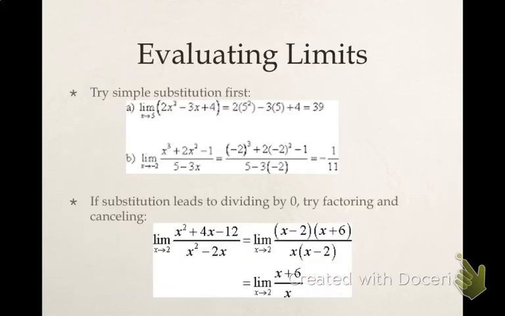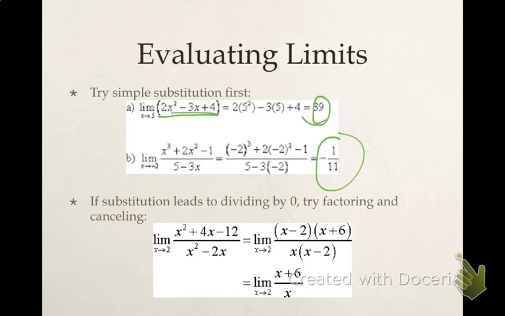When we want to evaluate limits, sometimes it's as easy as substitution. For example, if we look at this polynomial here, and we're trying to evaluate the limit as x approaches 5, we can just plug 5 in and we find that the limit equals 39. Same thing with the second example, plugging in -2 tells us that the limit will be -1/11.